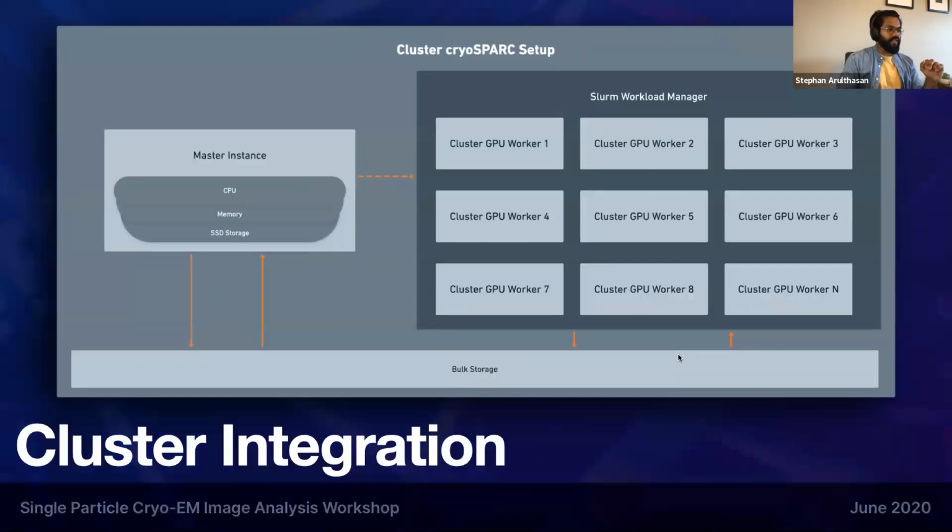The cluster integration is very similar to the previous setup, where the master node submits jobs to the cluster workload manager like Slurm, and Slurm will take care of assigning resources required to run the jobs. The same bulk storage for the shared file system is required.